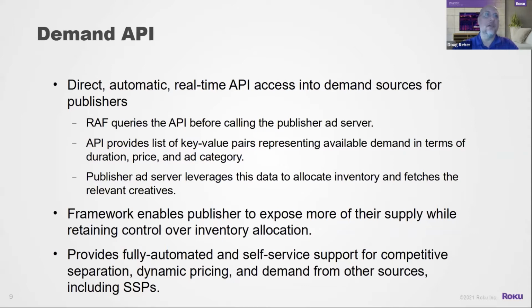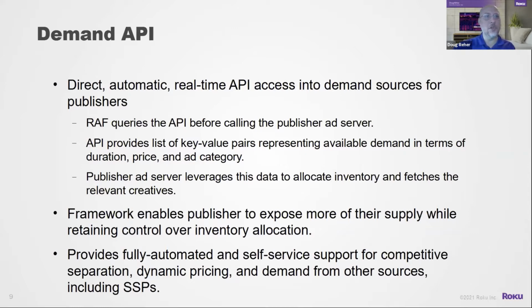The first function queries our demand API for a set of ads that satisfy certain criteria that you, the publisher, would establish. And then it returns a list representing the available demand that meets that criteria, along with some additional metadata, including information about pricing, duration, and the category of the ads. The second function lets the publisher use the data that's returned from the first function to allocate your ad inventory and then fetch the ad creatives from the appropriate ad servers.